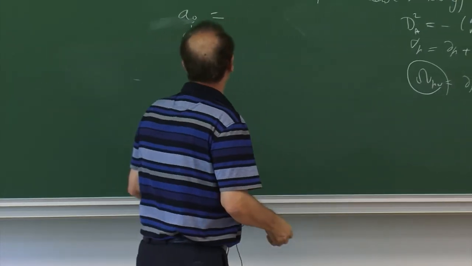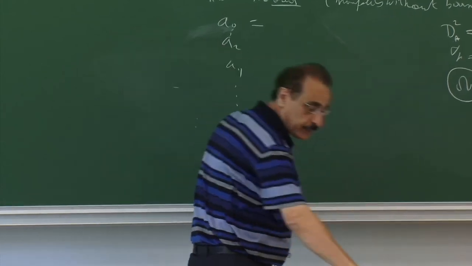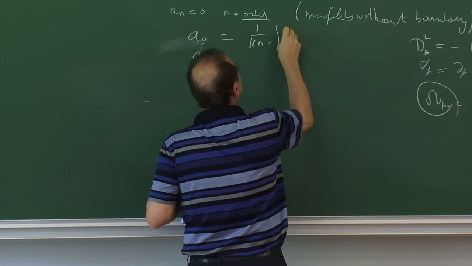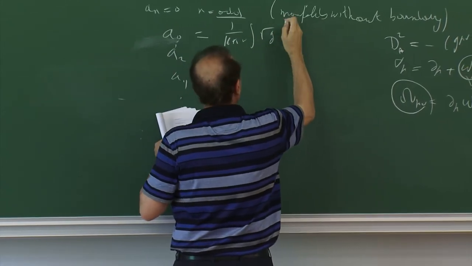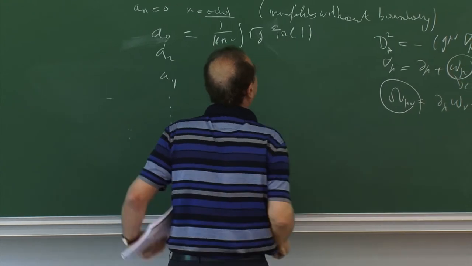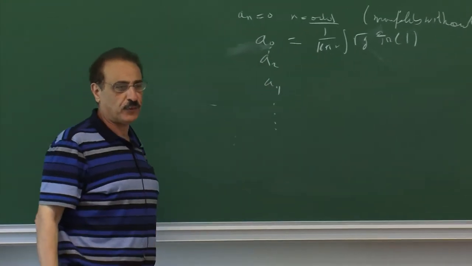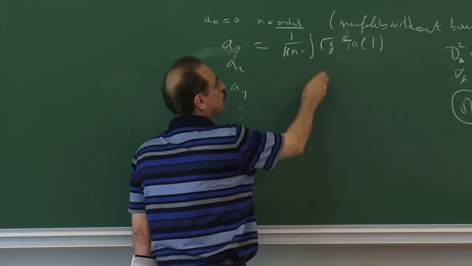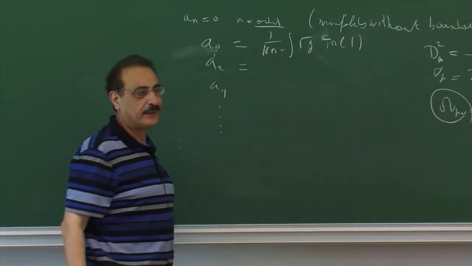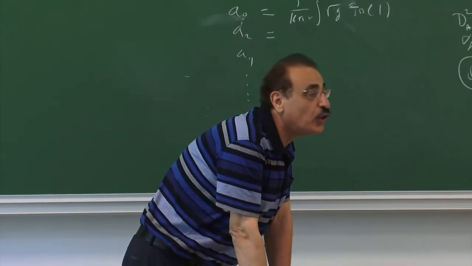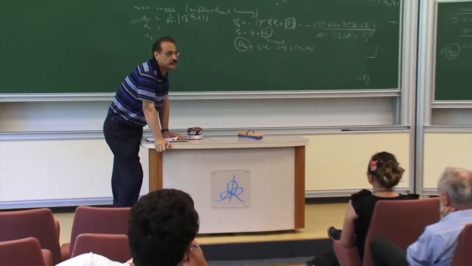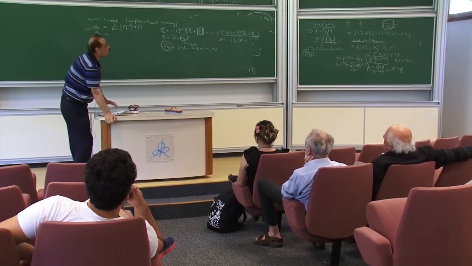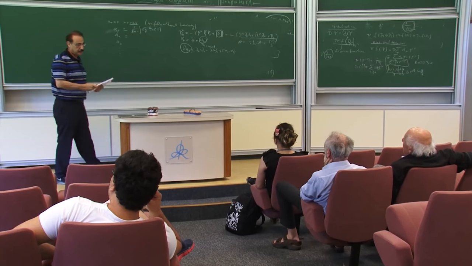So what Gilkey tells us is that this a_0, the first term in the expansion, is given by 1 over 16π² root g trace 1. Trace 1, of course, is 384 because it is a 384 by 384 matrix, so there is nothing to compute. This is the part which is independent of lambda, obviously. This is actually Λ⁴, the cosmological constant, and it's huge here. Why it is zero, that's a different story.